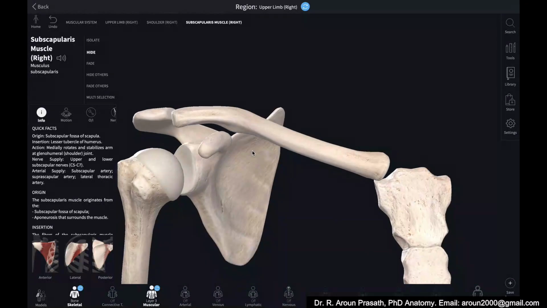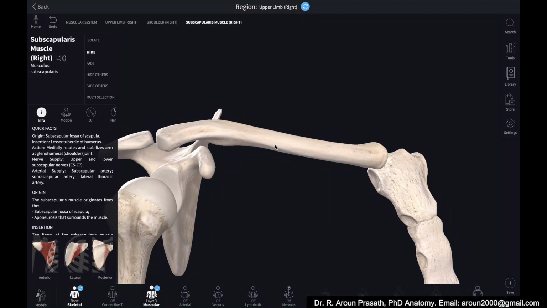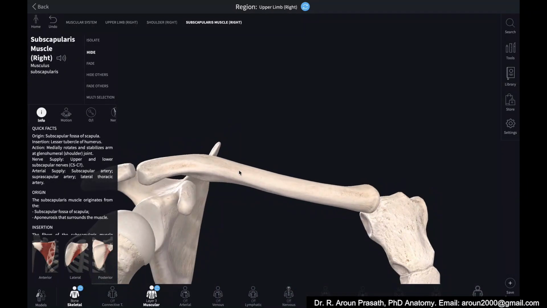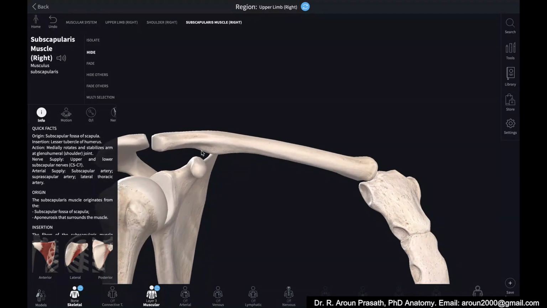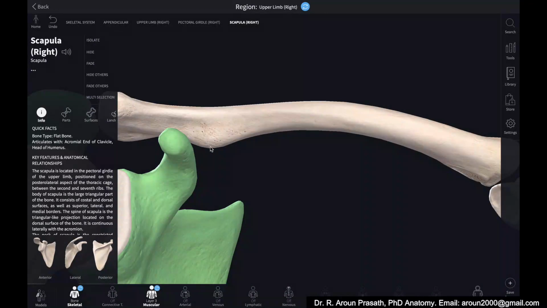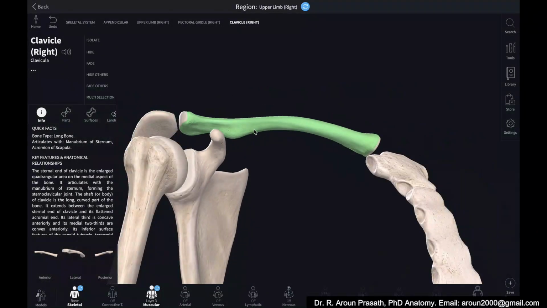The medial 2/3 is curved anteriorly, whereas the lateral 1/3 is curved posteriorly. This is the superior aspect and this is the inferior aspect, and on the inferior aspect there is a small projection called the conoid tubercle. So these are various names.